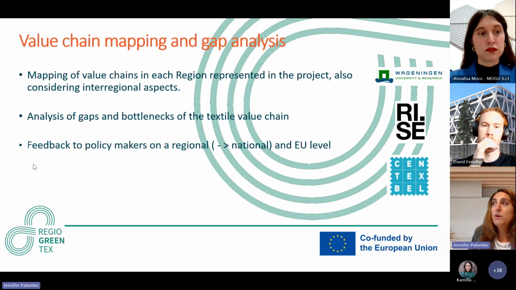In terms of value chain mapping, which was our first objective, we want to map the value chains in each region, both represented in the project and beyond, and consider the connections between regions. We want to analyze the gaps and bottlenecks, and we want to give feedback to policymakers. So we have a regional level within the project, as I mentioned, very closely connected with the Mirror Group. We have the EU level, considering there are several EU-wide organizations that deal with EU policymakers. But of course, the national level is something that's very important, and we count on the regions to go speak to their national representatives.